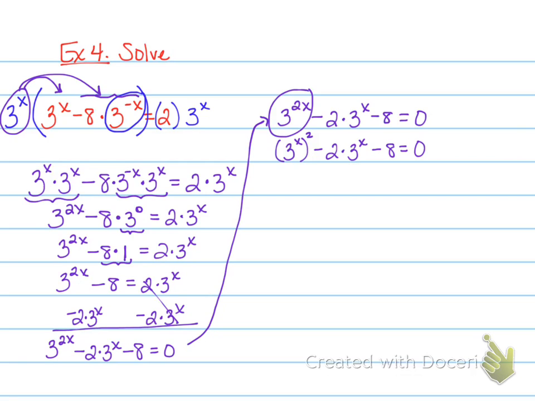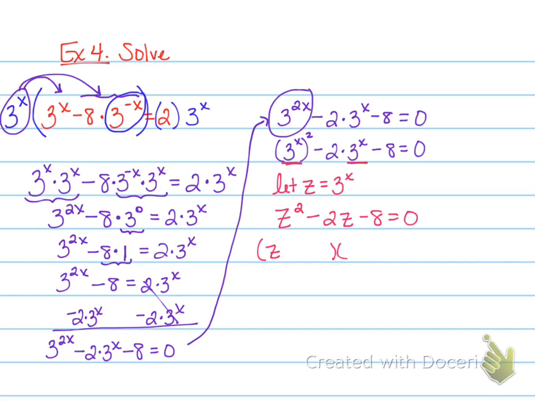And remember a while back we did some substitution where we let u, or whatever variable it might have been, represent something. So we're going to do that here. Let's just pick a variable. I'm going to pick z. I'm going to let z equal 3 to the x, which means where I have a 3 to the x, I'm going to replace it with a z. So I have z squared minus 2 times z minus 8 equals 0. Well, now that's just a quadratic equation, so we can solve it.